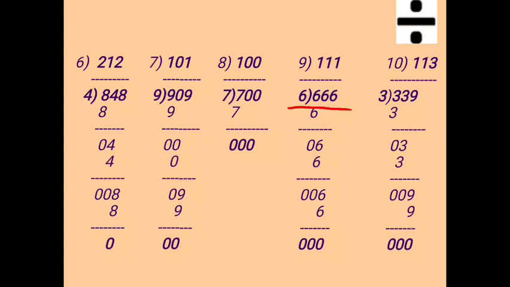666 divided by 6. So you have to see the 6 table here. That is 6 ones are 6. Then subtract it. You will get the remainder as 0. Then bring down the next number, that is 6. Then again it will be 6 ones are 6. Then again subtract it. Then you will get 0.